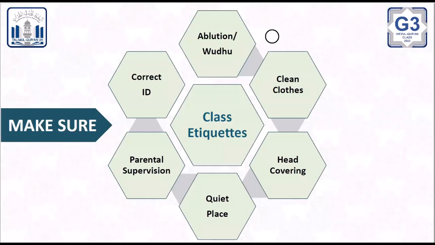Okay, so before we start our class, we'll go through some etiquettes. Make sure that before the class, you have performed wuzu and that you are wearing clean clothes. It's also very important that your head is covered throughout the class. And it's important that you sit with an adult so they can assist and monitor you and your progress and so that they can help you out as well. Also, please do log in with your correct IDs. I can still see a few names. You can quickly log back in with the correct ID if you have received it already, you should have.